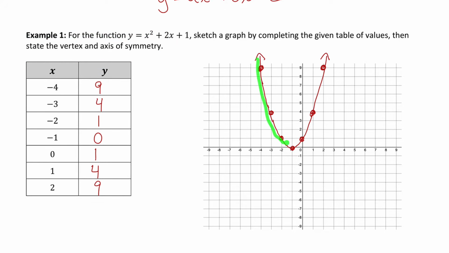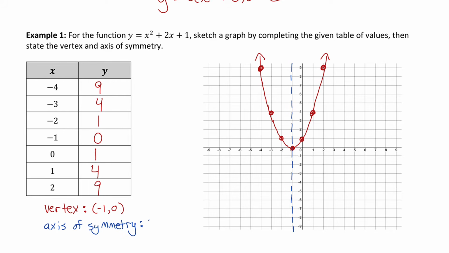Well, since this parabola opens up, the vertex is its minimum point, this point right down here. So the vertex is at the point (-1, 0), and the axis of symmetry is a vertical line that always goes through the vertex of this parabola. So the axis of symmetry would be the equation of that vertical line. To write the equation of a vertical line, it's always x equals the x-coordinate of all of the points along the line. Well, the x-coordinates of all of the points that make up this line are all -1. So the equation of that vertical line is x = -1.